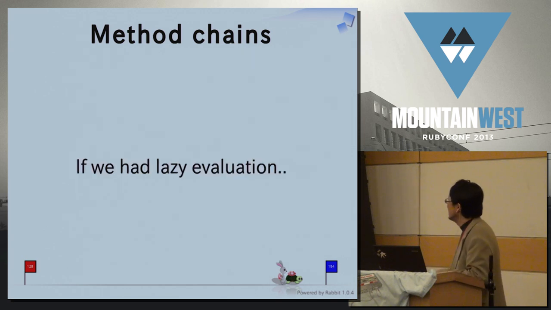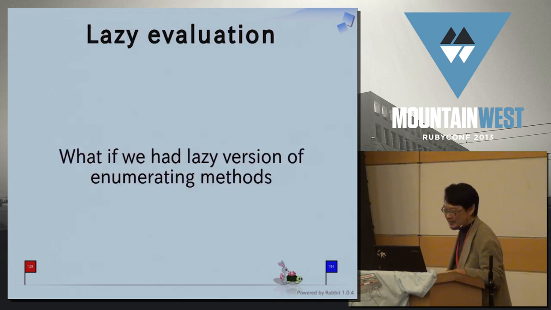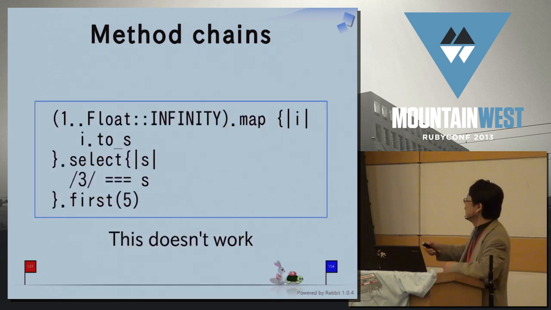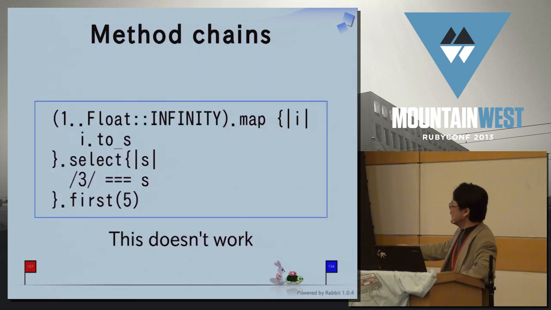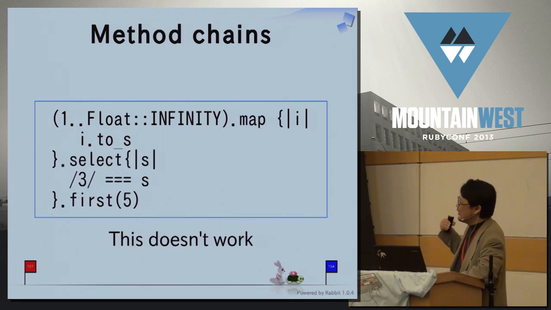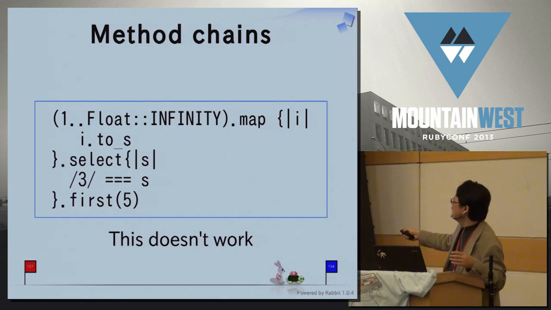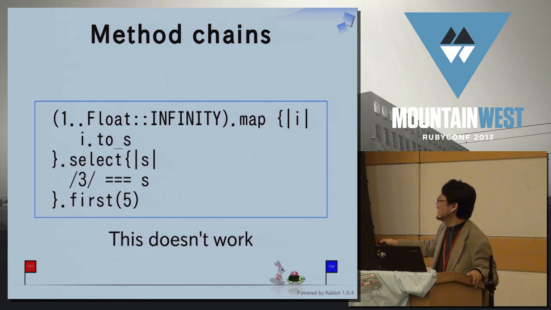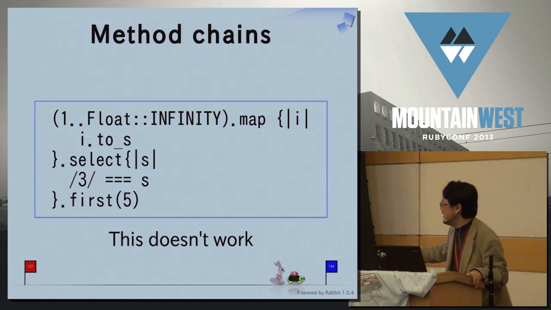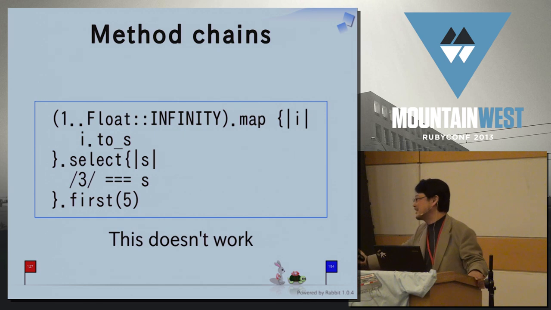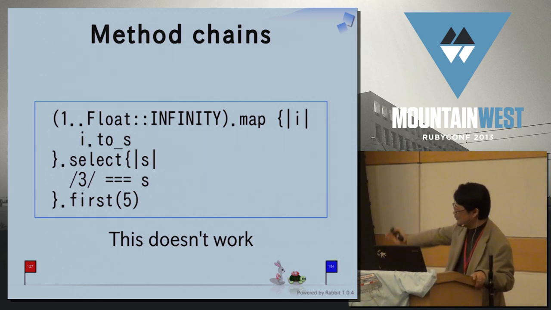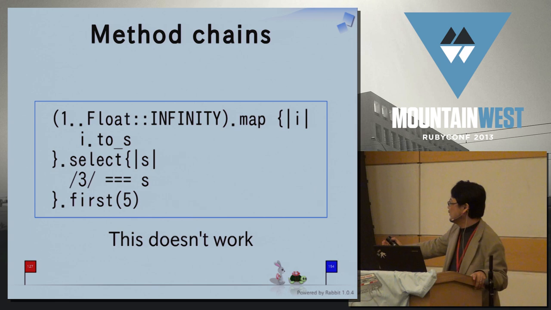But if we had lazy evaluation, we only need five appearances. So if we are lazy, we lazily convert the numbers to strings, we lazily select these strings from three, and then we have the first five appearances of that kind of numbers, so we just stop.